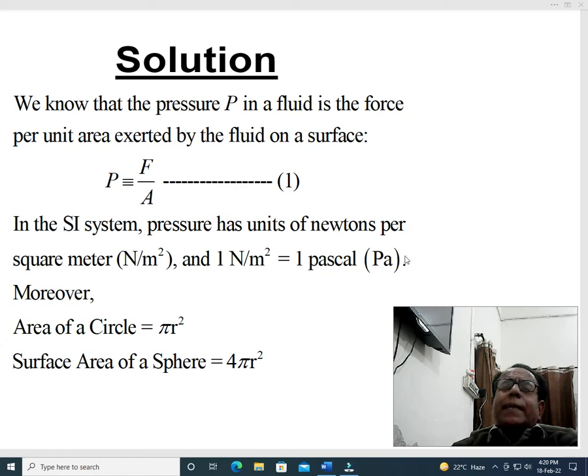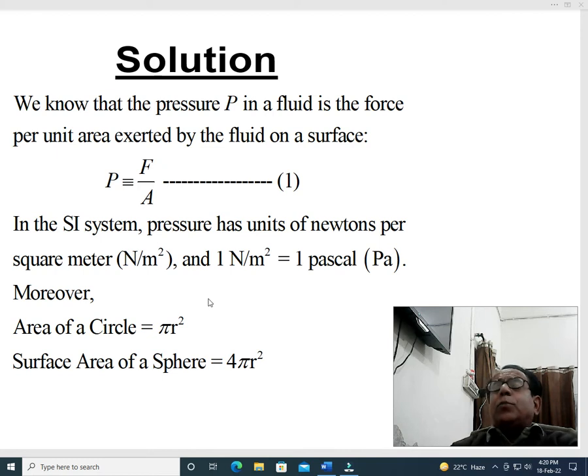To this extent, this portion of the solution has been repeated in our previous several modules. Now we move further, which may not be repeated in our previous modules. Moreover, area of a circle is equal to pi r square and surface area of a sphere is equal to 4 pi r square.